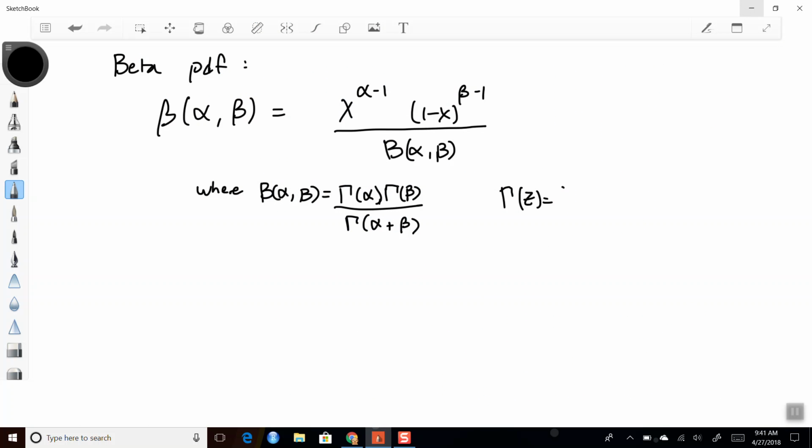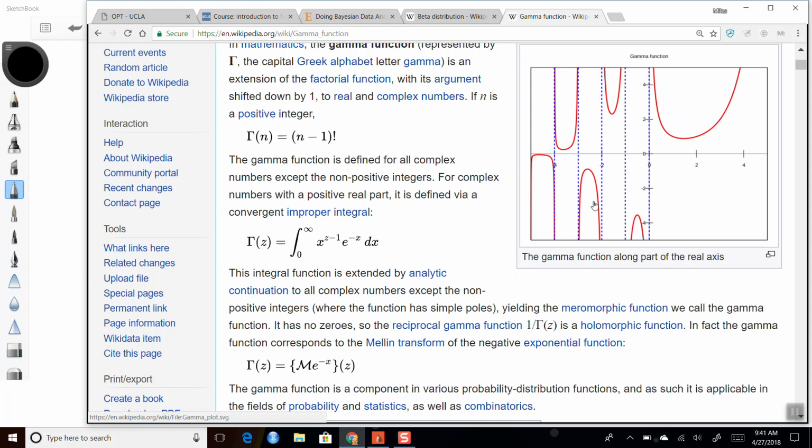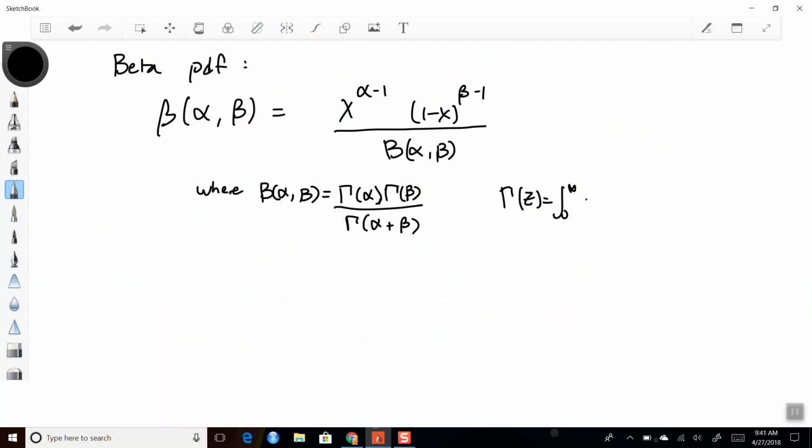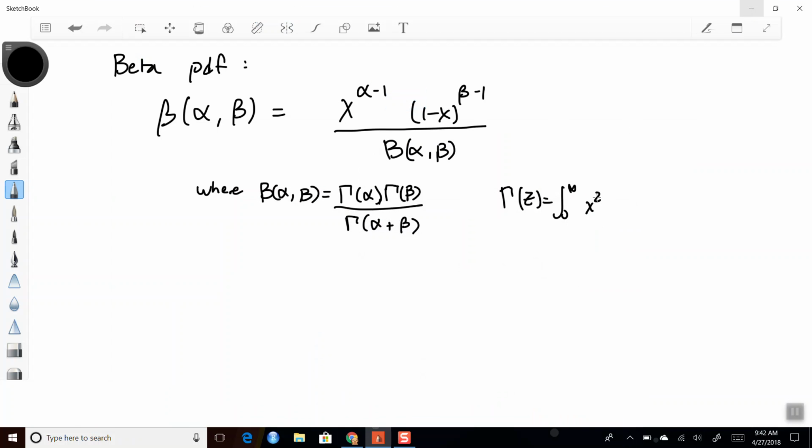Okay, 0 to infinity. Oh, shoot. This is too hard. Okay, x to the z minus 1 e to the negative x dx. You guys know the factorial function, right? 3 factorial is 3 times 2 times 1, and you get 6. And 4 factorial is 24. It's basically factorial but made continuous, okay? But it's factorial for x minus 1.